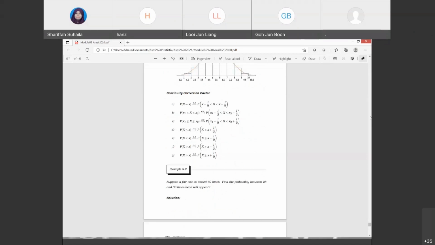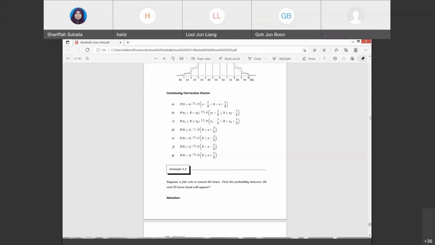So again, if you want to find exactly, for example, exactly 3, a continuous function cannot take an exact value, since the probability of an exact value is equal to 0. So that's why we have to change to an interval, either plus or minus 0.5.